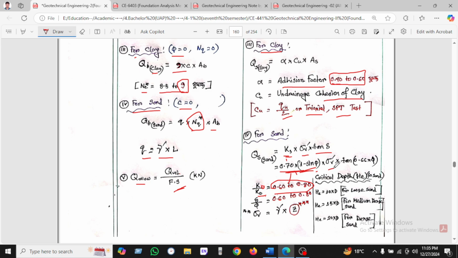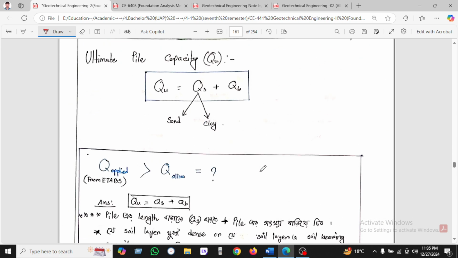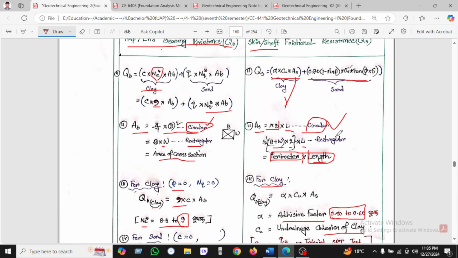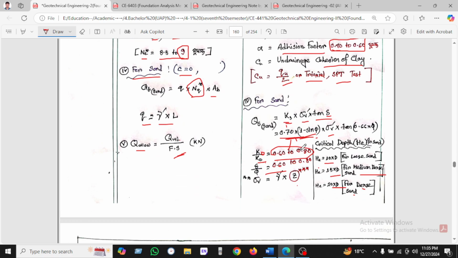Sigma vertical is taken from the overburden pressure, and tan delta. This is the chart, which is 0.60 to 0.80, and we will use this. And for the critical depth, we know it is 10d for loose soil, 15d for medium sand, and 20d for dense soil. Okay, this is the main basic formula we will be seeing here.